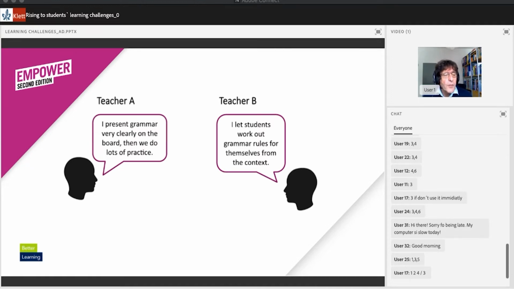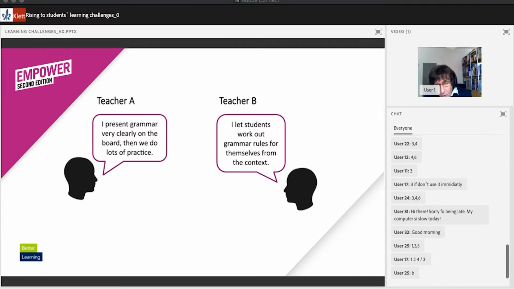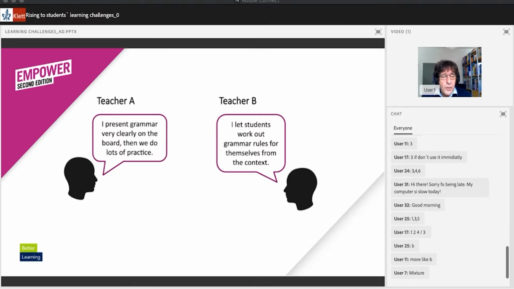So teacher A says, well, I present grammar very clearly on the board, then we do lots of practice. Teacher B, I let students work out grammar rules for themselves from the context. You might just think to yourself, are you more like teacher A? Or are you more like teacher B? Or are you maybe a mixture of the 2? I think I'm a mixture myself. I tend to let students work out grammar rules, then I present the grammar, and then we do the practice. So I think I combine these 2 things.